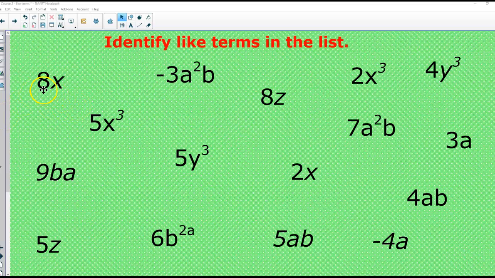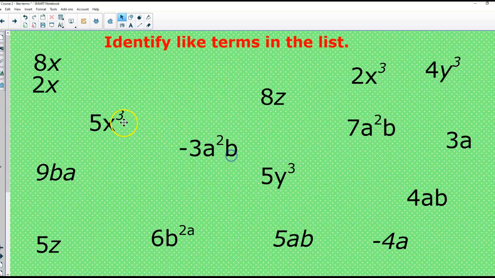So the first one over here says 8x. So I'm looking to see if there's anything that could be a like term with 8x. Remember, it has to have the same variable and exponent. So there is no exponent. So I need something that's a plain x. And it looks like this one would match, right? These two would probably go together. Same variable, same exponent.